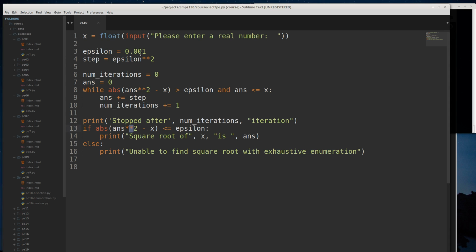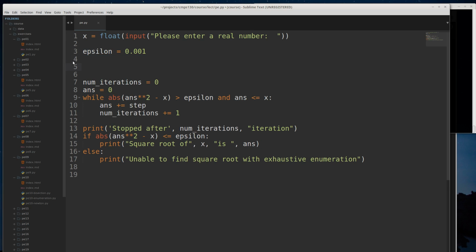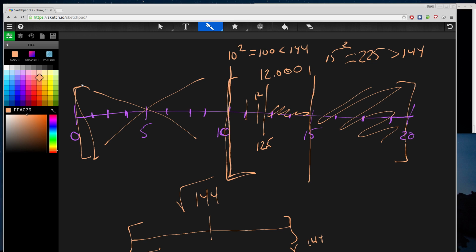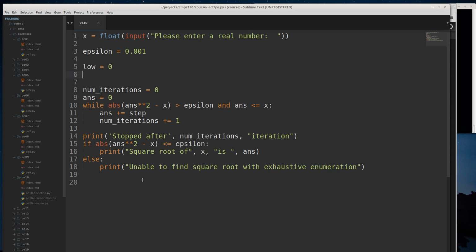I'm going to keep a lot of this, so I'm not going to start fresh. What I'm going to do is get rid of this step, and I'm going to come up with a bracket. So I've got the low equal to 0. That's the lowest value I'll consider. And remember, as I proceed, the low value might not be 0. We might decide the low value is 10, between 10 and 20. So that'll adjust. The high value could be equal to whatever the user typed in, x.